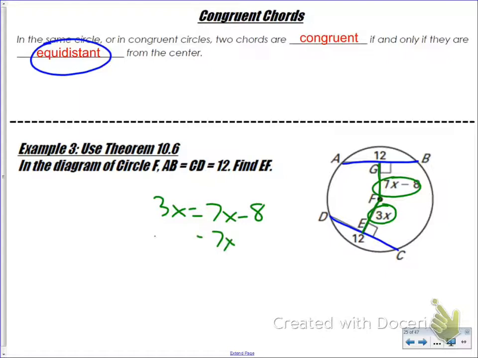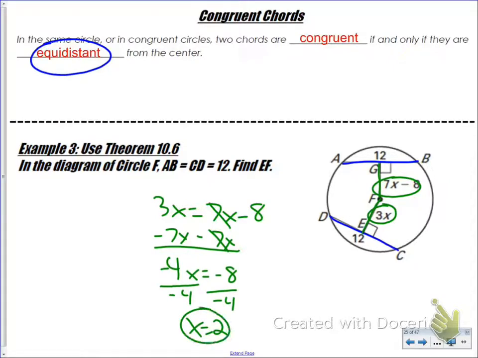Subtract 7x from both sides. I get negative 4x equal to negative 8, divide by negative 4, and x is equal to positive 2. Okay? But what I want to find here is EF. So I want to find the length, the distance from segment CD to the center. So that's this segment right here, which is EF. So it's going to be 3 times x, which we found x to be 2. So EF is going to be 3 times 2, or 6.